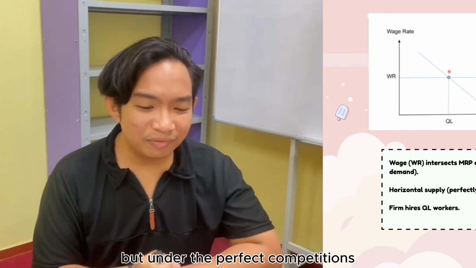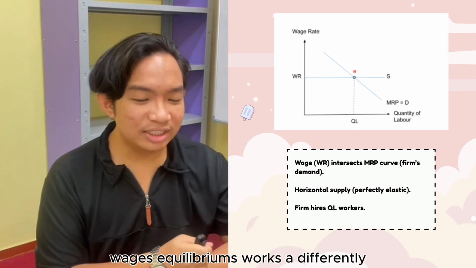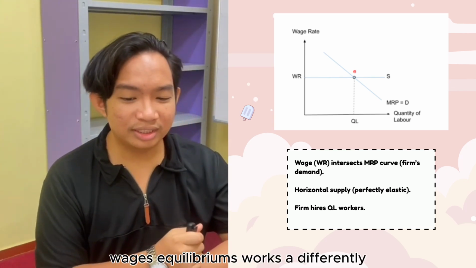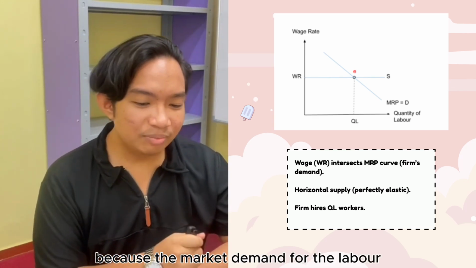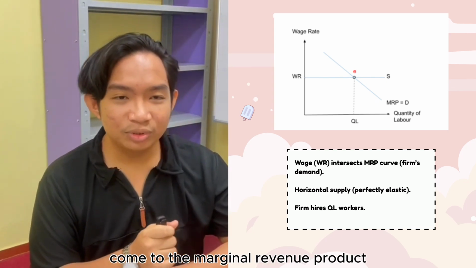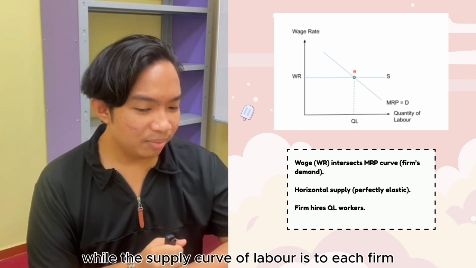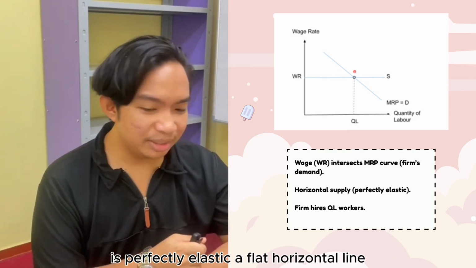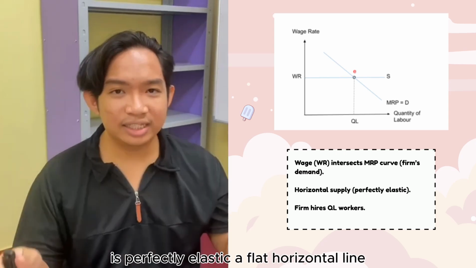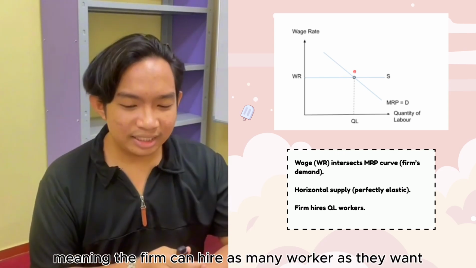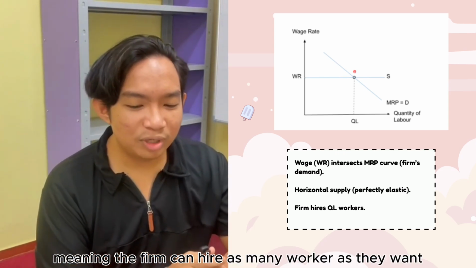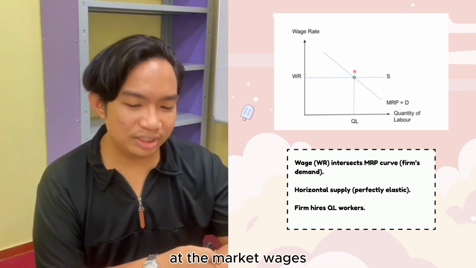But under perfect competition, wage equilibrium works differently, because the market demand for labor comes down to the marginal revenue product, where the supply curve of labor to each firm is perfectly elastic, a flat horizontal line, meaning the firm can hire as many workers as it wants at the market wage.